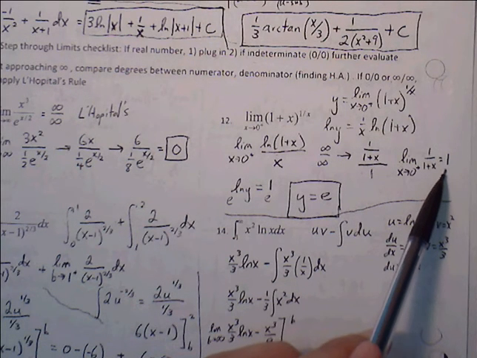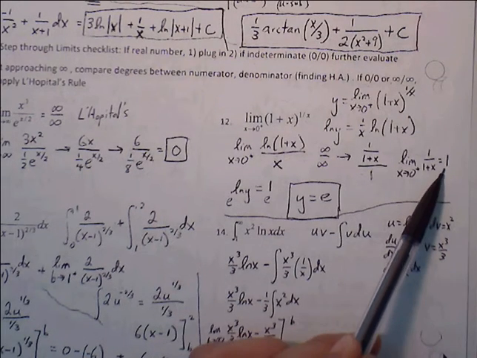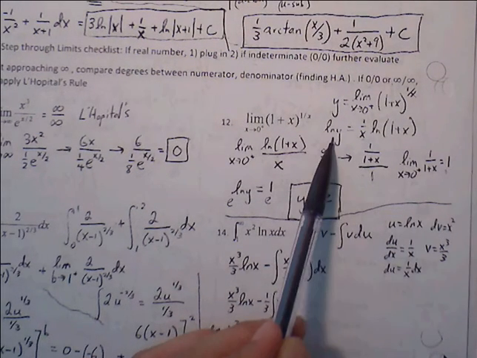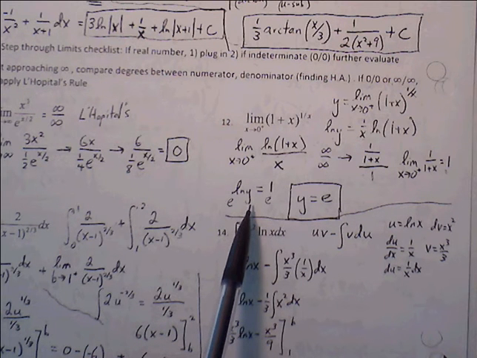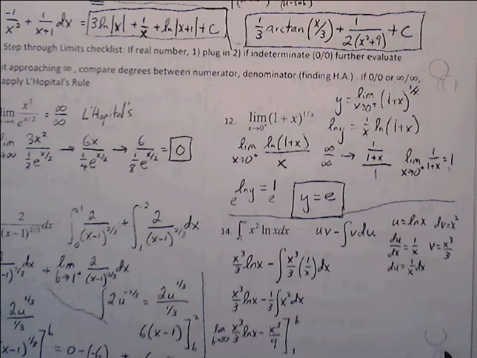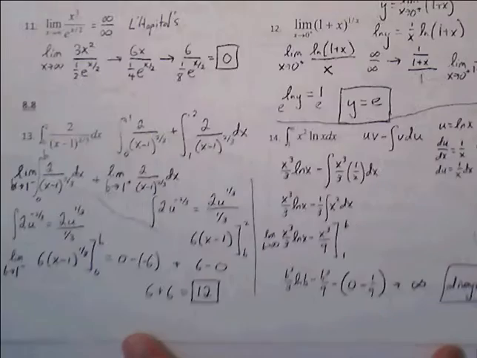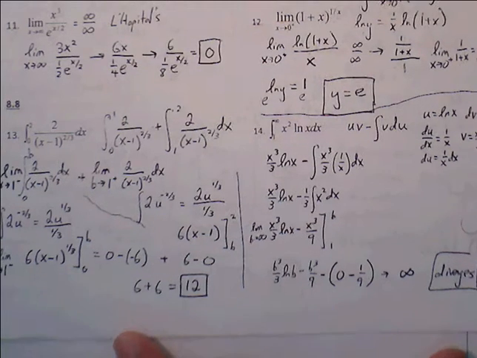But that's not quite finished yet, because right now we've just found the limit of this expression. This is still set equal to natural log of y. So natural log of y is equal to 1. If I solve for y, converting it to exponential form, I get y is equal to e to the first power.